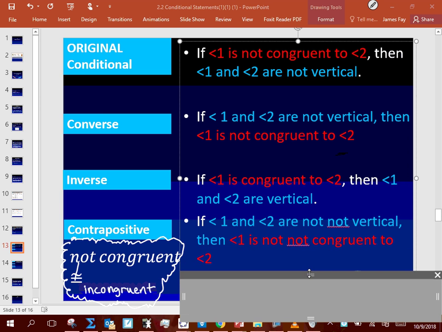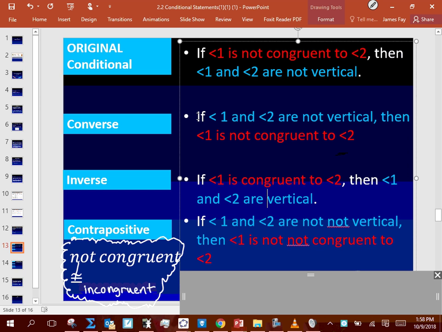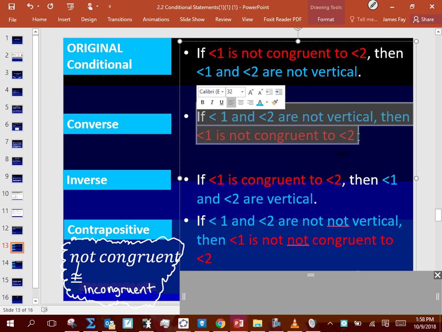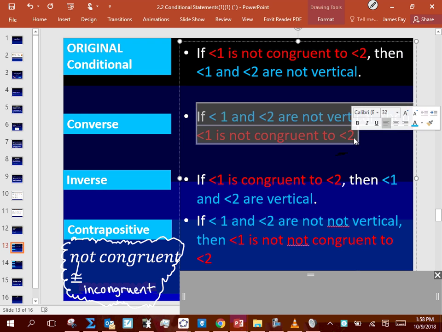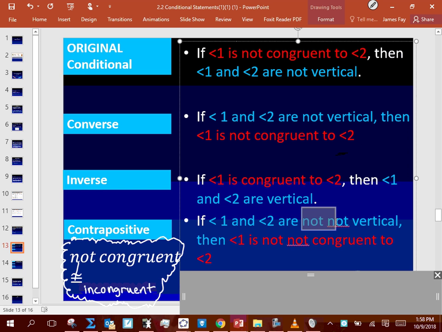Now I get to the last one. The last one is taking the original one and flip-flopping the hypothesis and the conclusion. So we flip-flop the hypothesis and the conclusion, and then I negate them. So flip-flopping the hypothesis and conclusion gives me this thing right here. Then I negate them. So here's the negation of it. So not, delete that out. And then we got this not, delete that out.